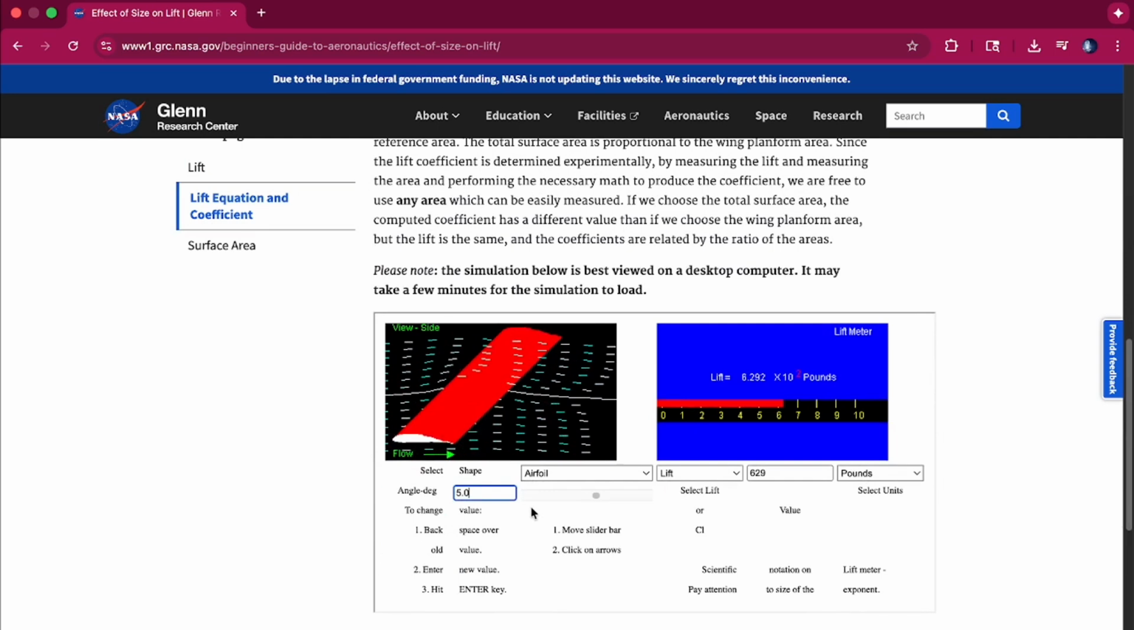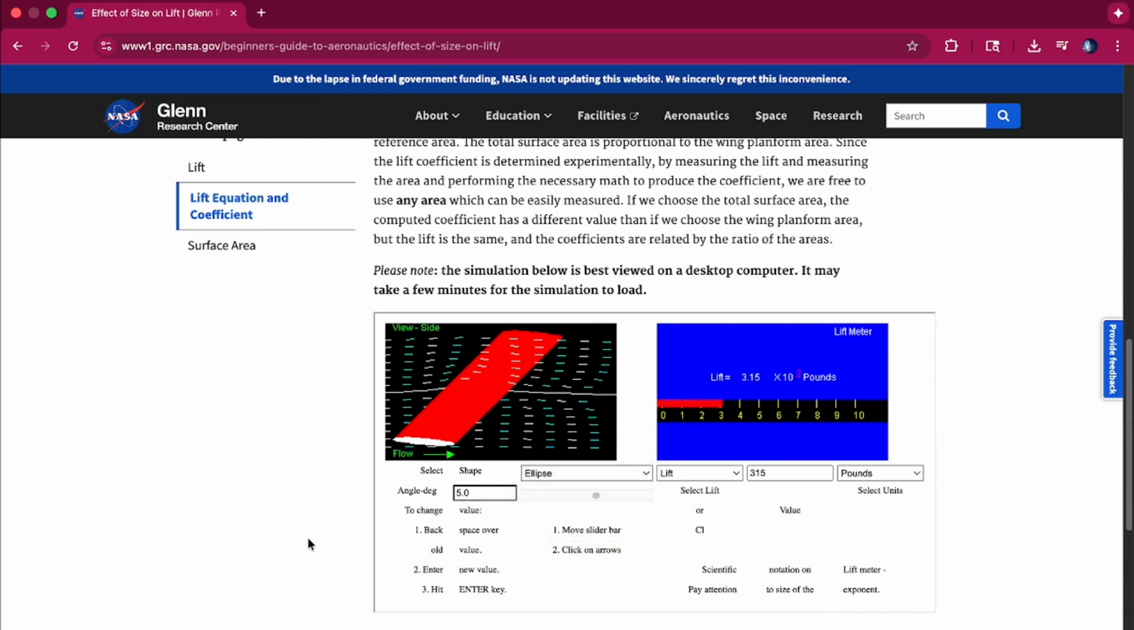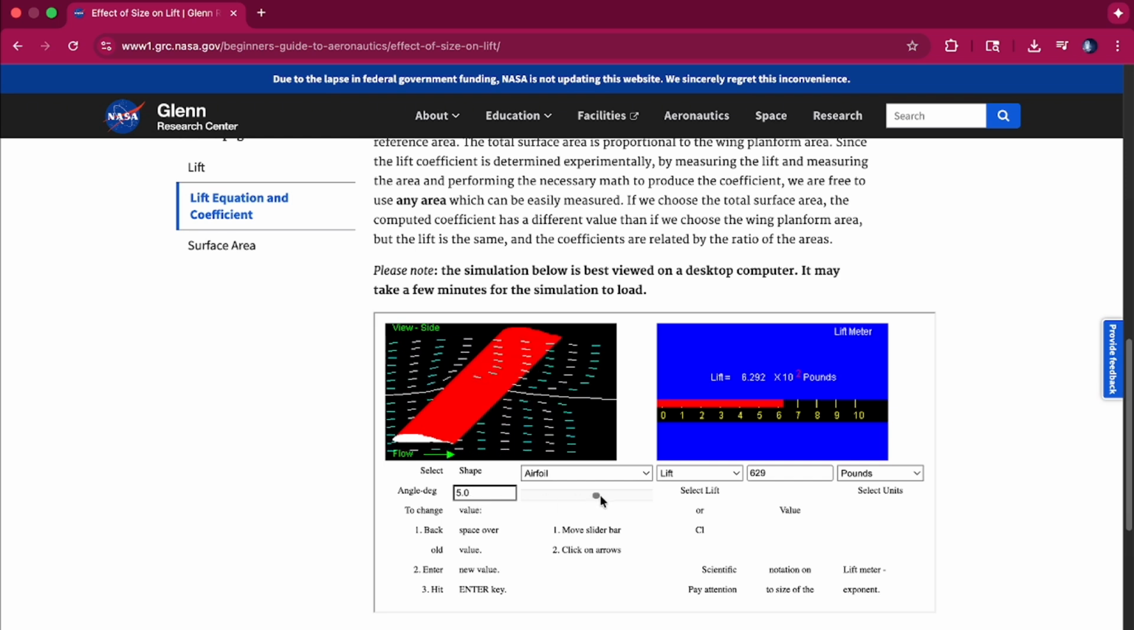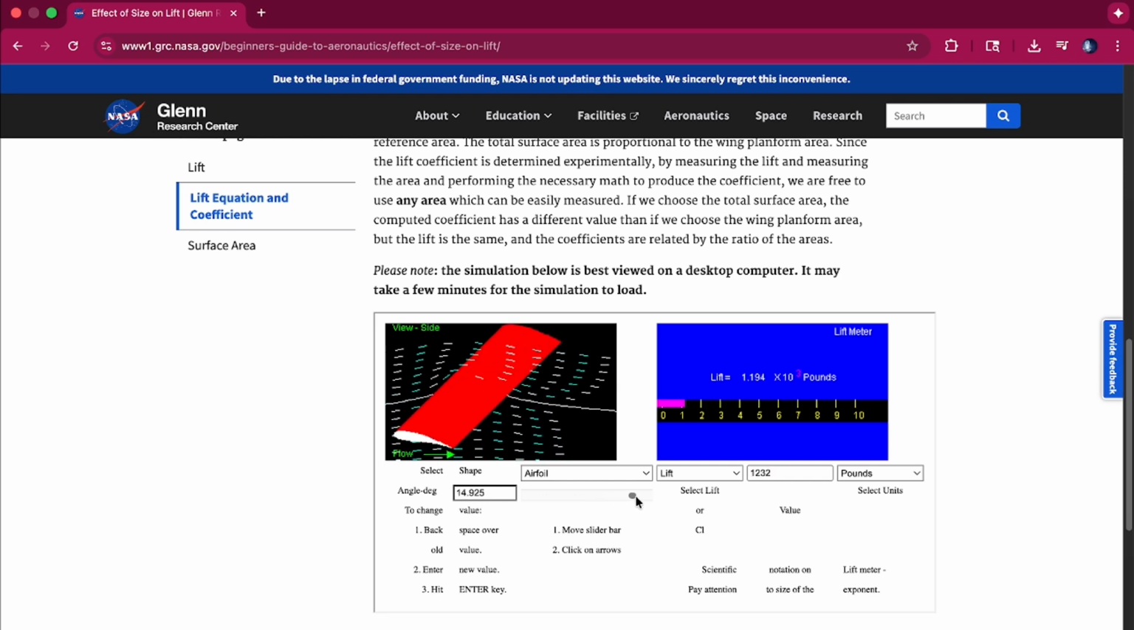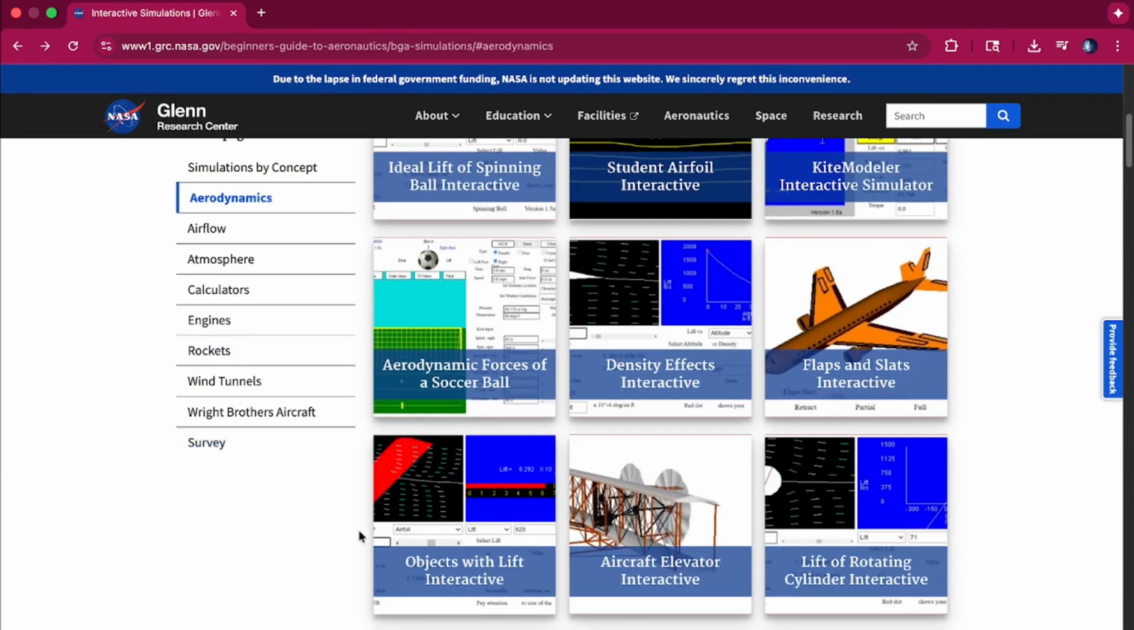You can test these parameters as well. If it's an ellipse, but typically in our cases it's just an airfoil. If you increase the angle here, you can see that the lift will increase in pounds. If I put this in newtons, this is the Newton graph. Very nice. This is the flap, the lift, and you can see how the speed is going. The flow is going in this direction, which is very cool.